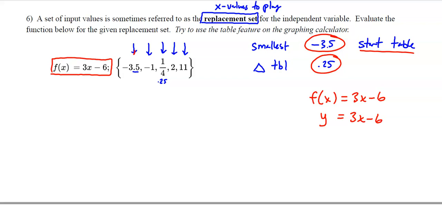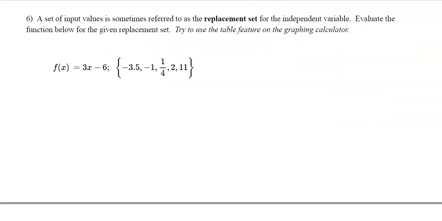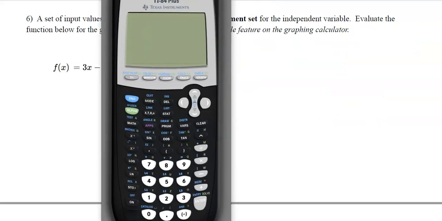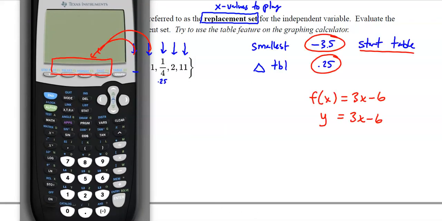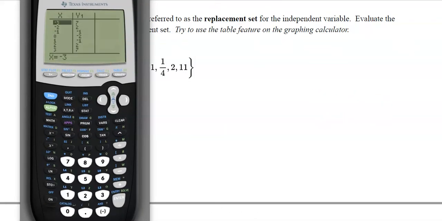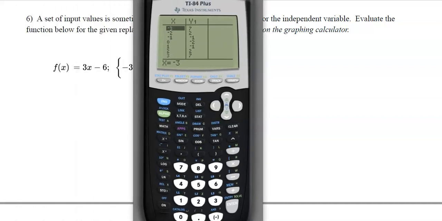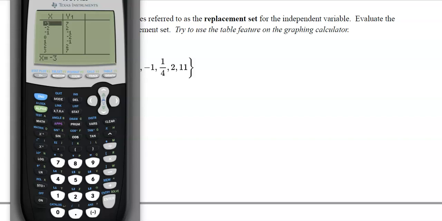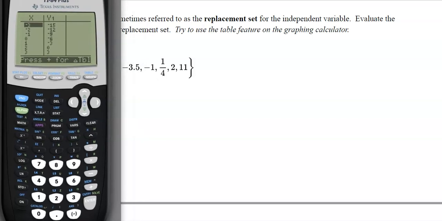Now you could, if you want, plug all these in separately, a bunch of times, but I'm going to show you how to speed it up. So here we go. Calculator up, move it over. All right, so we have 3x minus 6. I need to go back to my y equals, clear that out, 3x subtract 6, enter, lock it in. Now if I go to my table, I'm not going to see all those little pieces, like 3.5 and a quarter. I'm only seeing integers. It's going up by ones.